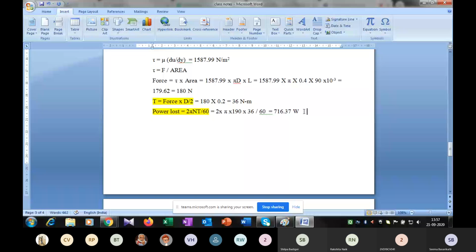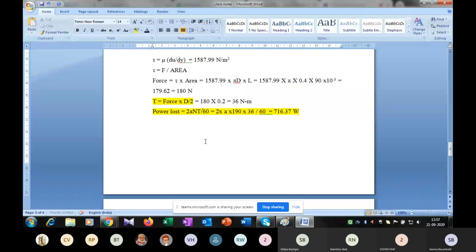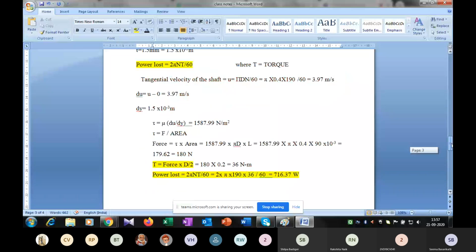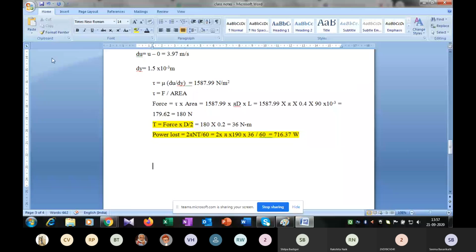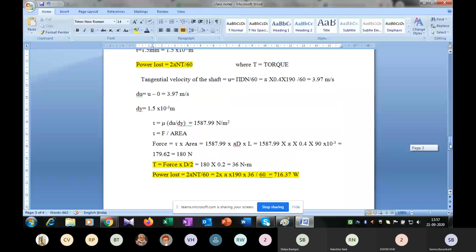This is how you need to calculate the things. So this is a very important problem. You need to remember these equations: the equation for torque, the equation for power lost, and also the equation to calculate the velocity. Mark it as a very important problem.